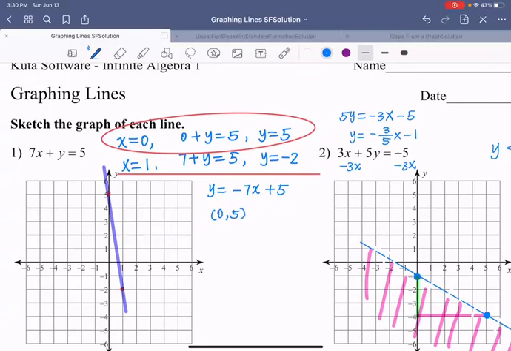And the slope is negative 7. Oh, that's it. Okay. So we can see it starts from here and then goes down. Rise over run is negative 7. 1, 2, 3, 4, 5, 6, 7. Run by 1. Connect. Okay.